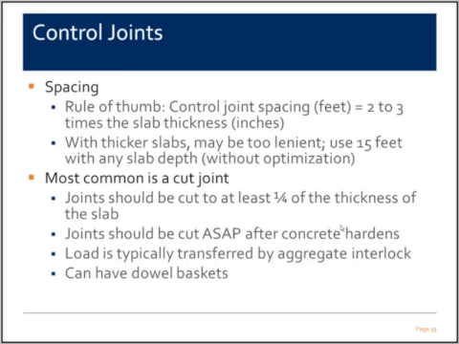A general rule of thumb, and you'll see these general rules tossed around in ACI 302 and 360. But the joint spacing should be, in feet, 2 to 3 times the slab thickness in inches. So if we have a slab that is 5 inches thick, the joint spacing should be 10 to 15 feet.